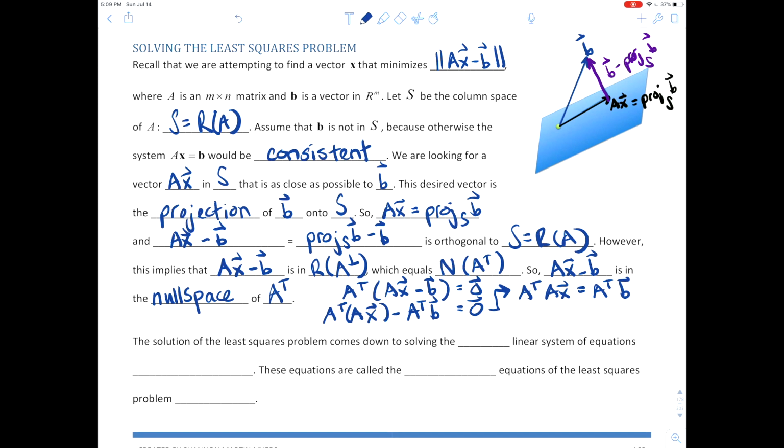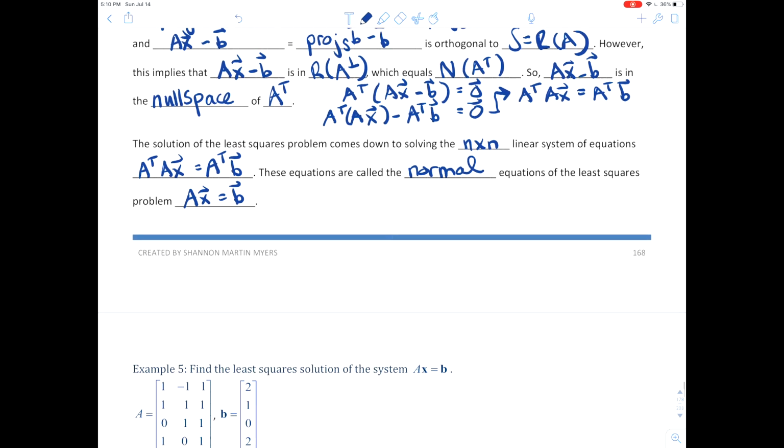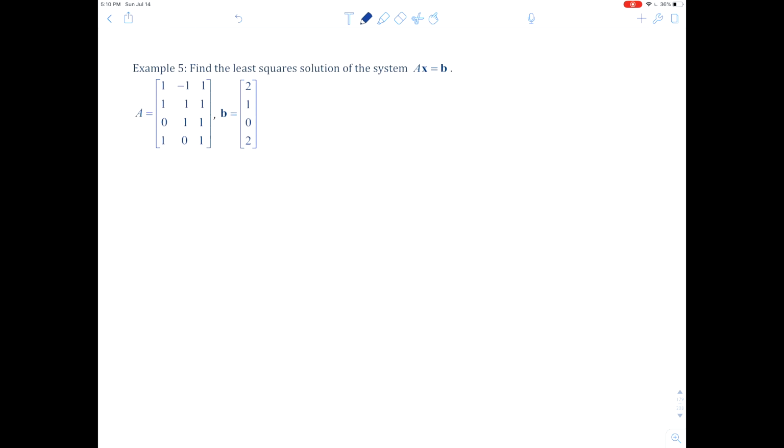The solution of the least squares problem comes down to solving that n by n linear system of equations, A transpose times A times X equal to A transpose times B. These equations are called the normal equations of the least squares problem, A times X equal to B. All right? So, example 5: find the least squares solution of the system A times X equals B.